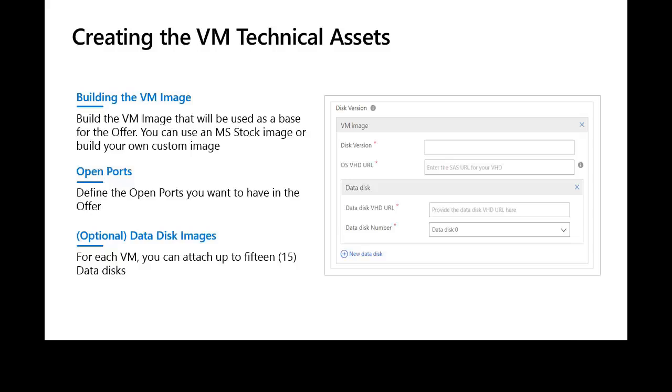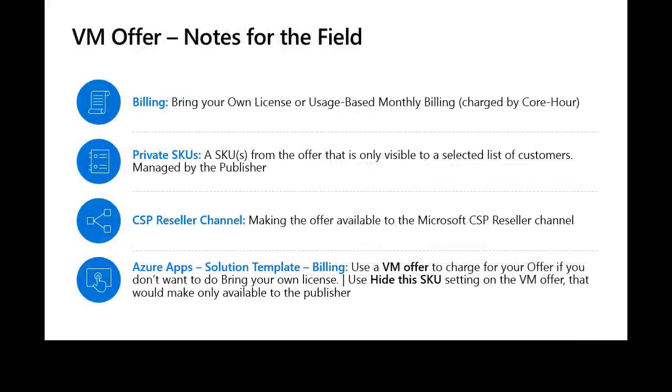So if you sysprep, run the tool, and resolve all the problems you find there, you have a very good chance of having your VM up and running in about 6 or 7 days. You also have the option to define what ports you want to have open. And optionally, you can add data disk images if your solution needs them. Just think of it as attaching disks to the VM, okay? And you can have up to 15 of those.